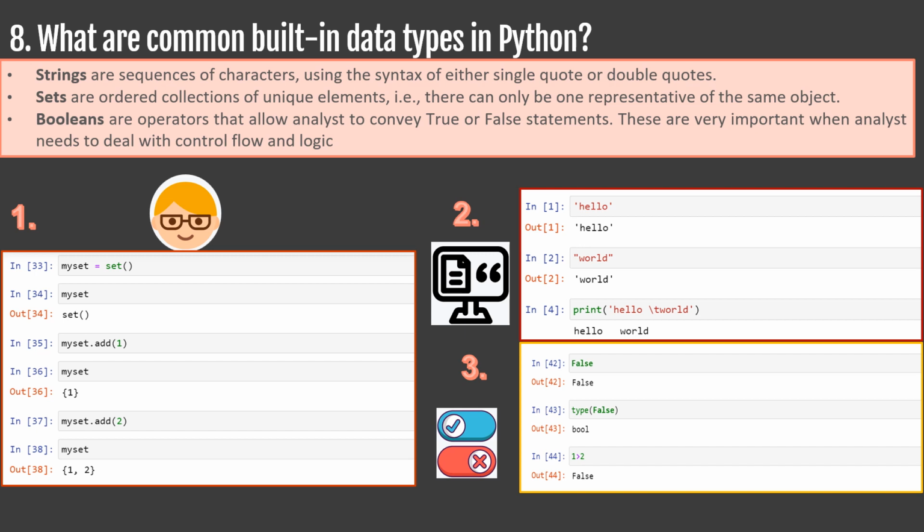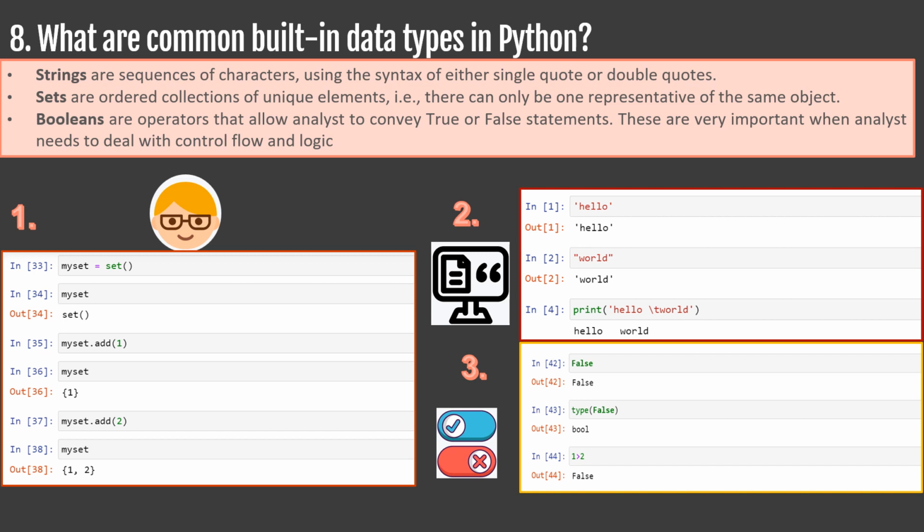In the Python code examples shown above, first for sets, my set is created. Value 1 is added to the set and hence the output is 1. Another value 2 is added to the set and hence the output now becomes 1 and 2. Next, strings. Strings can be created using single quotes, hello. Strings can be created using double quotes, world.